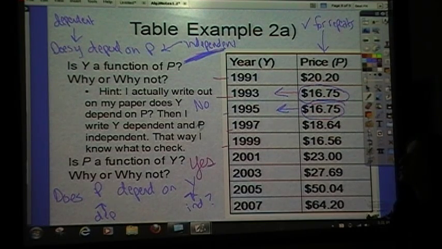Some of my students last year did on these questions, always remember when it says, is Y a function of P? So always check the last one. Yes, that will work, but I think it is a little more helpful to write it out like I am.